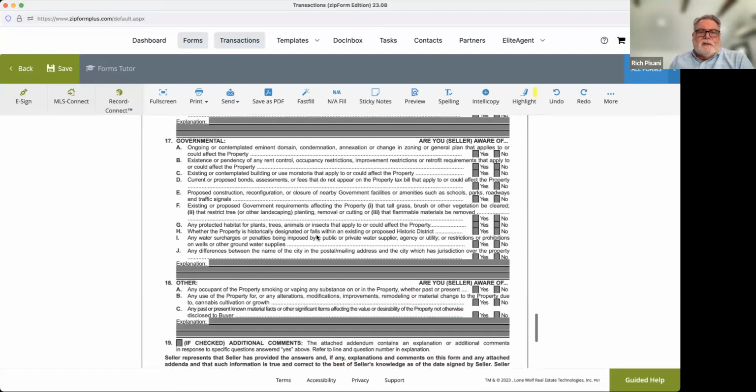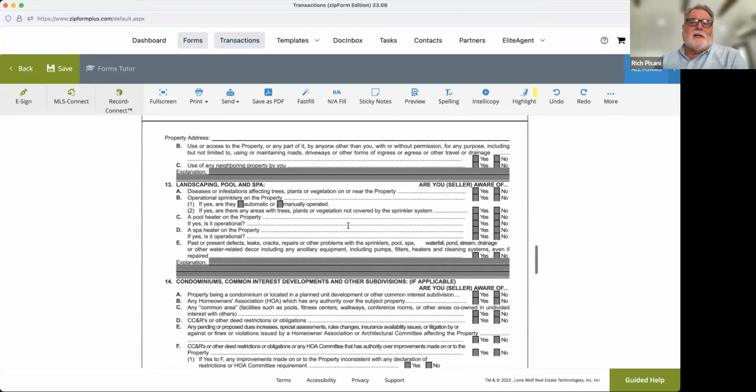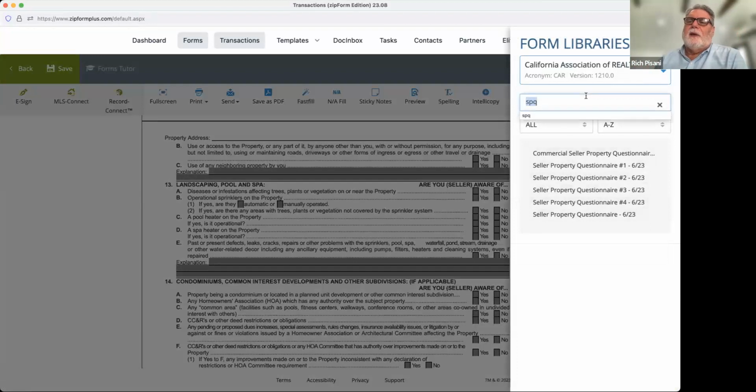So tell your seller, disclose. I know sellers don't want to disclose these things, but you really need to. So any questions about the SPQ? I don't see any. So we will go.